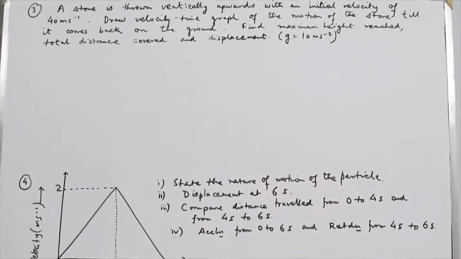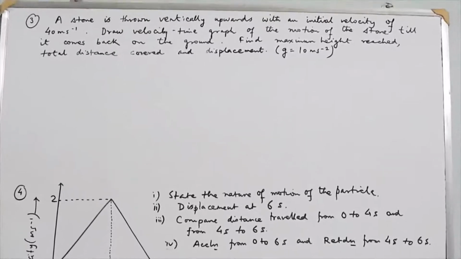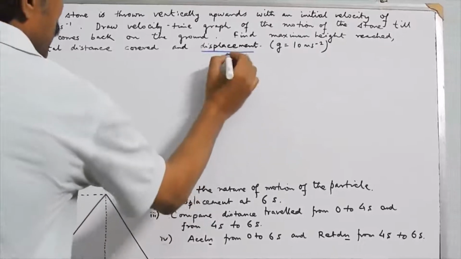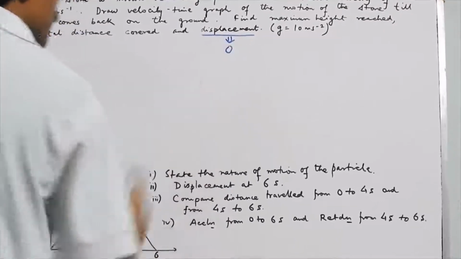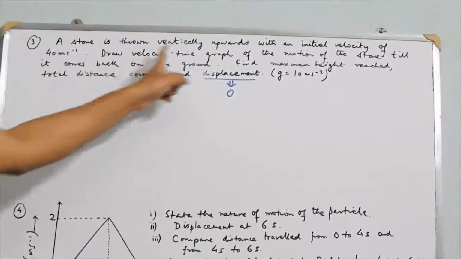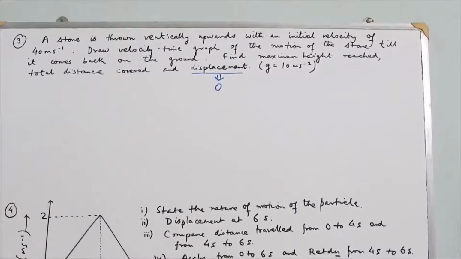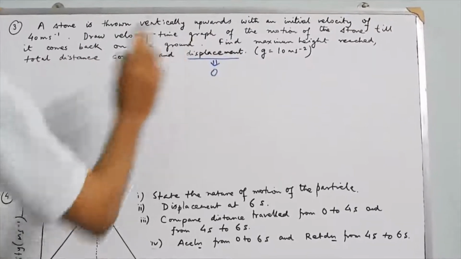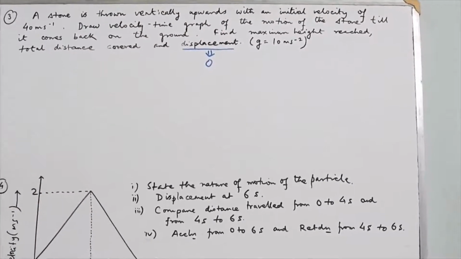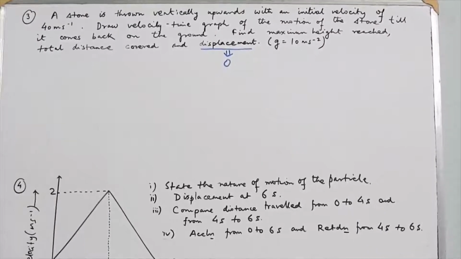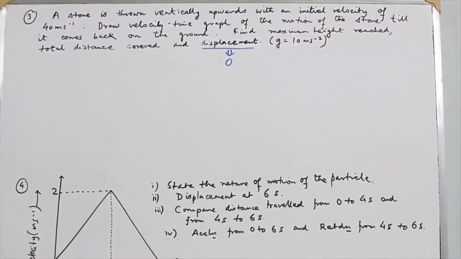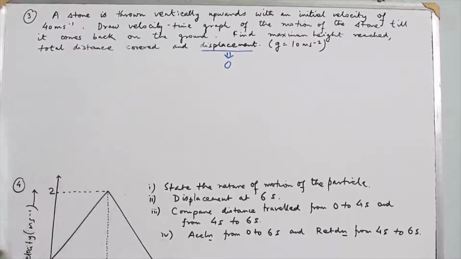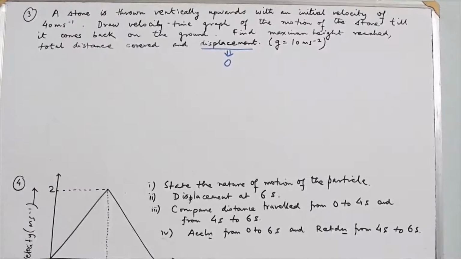So the first obvious answer from this question is that the displacement is 0. The displacement is definitely 0. We need not calculate it further. The displacement is obviously 0, because the stone is thrown vertically upward and it comes back on the ground. So the displacement of the stone is 0, because it comes back to the same point from where it has started its journey. So no need to calculate displacement. It is quite obvious that displacement is 0 from the question itself.